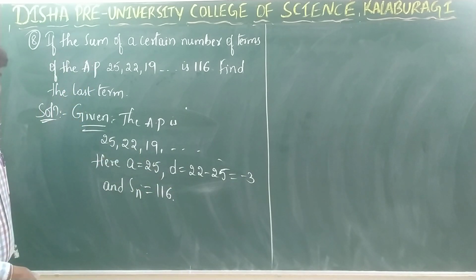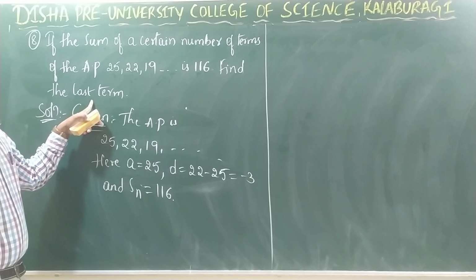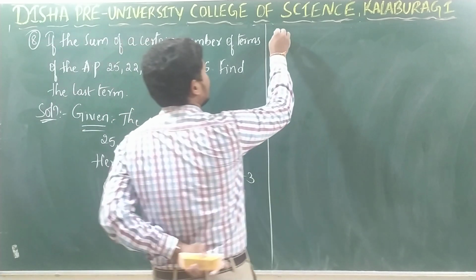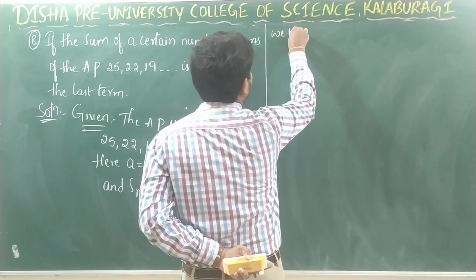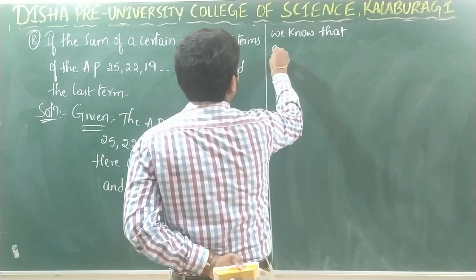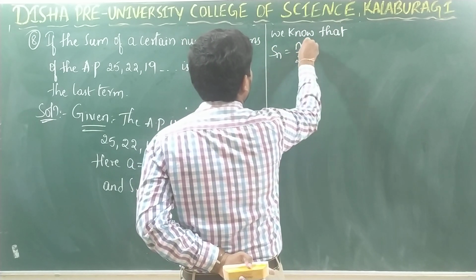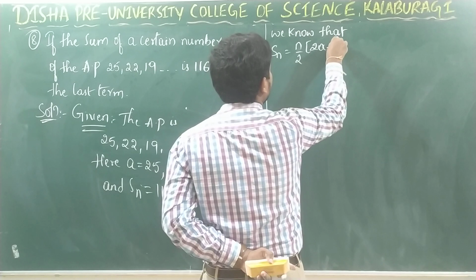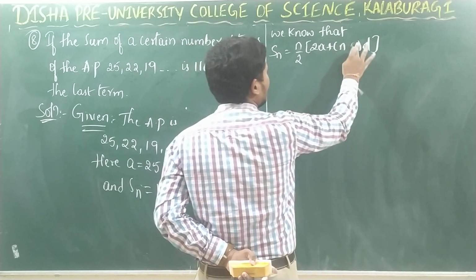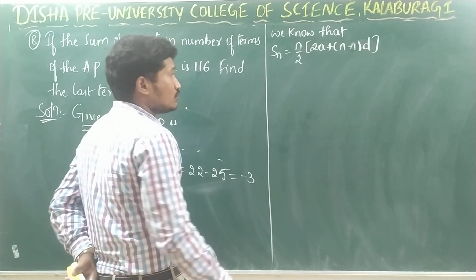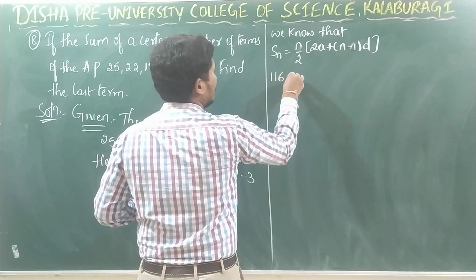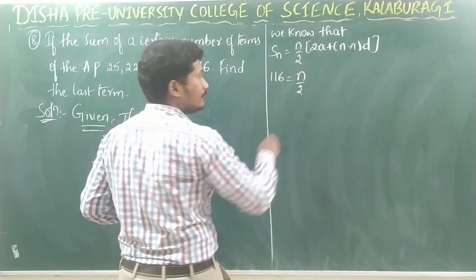Right? So what we have to find? We have to find the last term. So for that we need the value of N. Right? Let us solve that first. So we know that Sn is equal to N by 2 into 2A plus N minus 1 into D. Right? So what is the value of Sn? We have 116. We need to find the value of N.